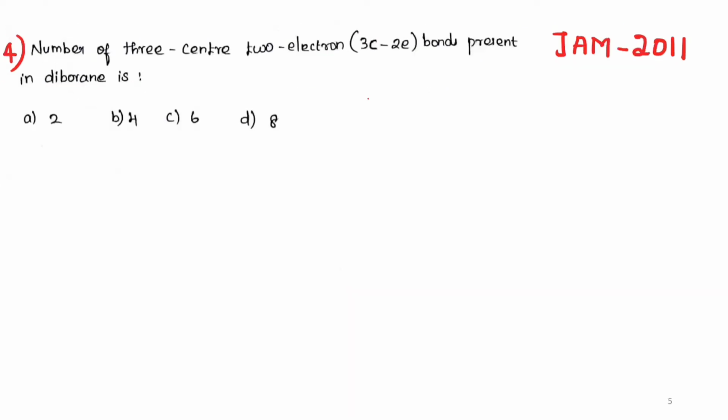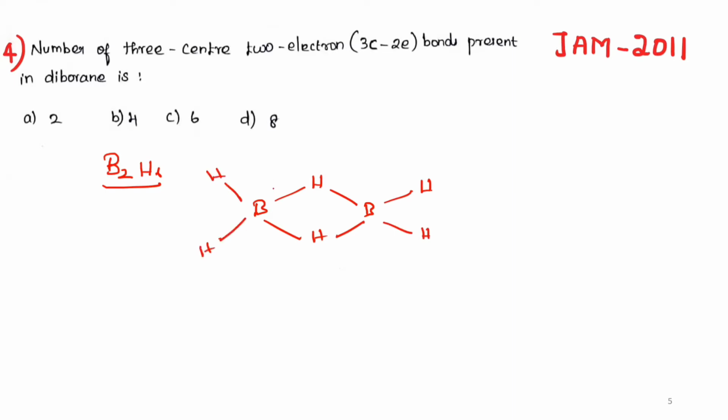And go for the second question. They are asking what? It's a very simple question: the number of 3-centered 2-electron bonds in diborane, right? What is the diborane formula? B2H6. This is diborane, right? What is the structure? Boron, here hydrogen, here also boron, here hydrogen, and hydrogens here. This is diborane, right? Now we discuss what each bond should be.